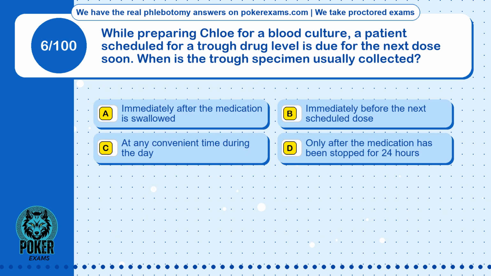Question 6. While preparing Chloe for a blood culture, a patient scheduled for a trough drug level is due for the next dose soon. When is the trough specimen usually collected? Option A, immediately after the medication is swallowed. Option B, immediately before the next scheduled dose.